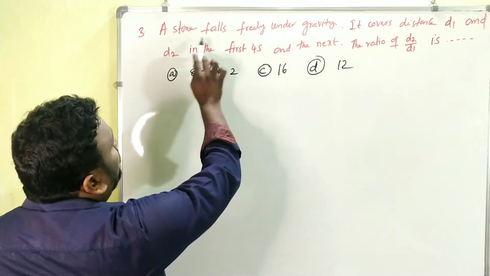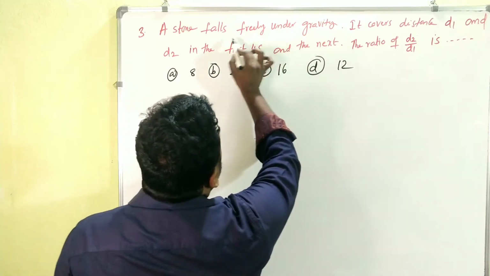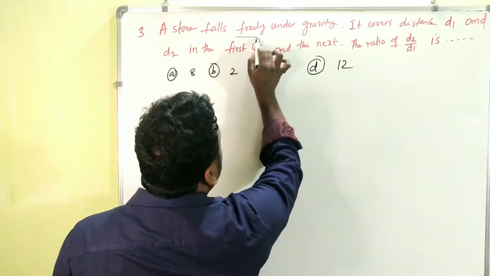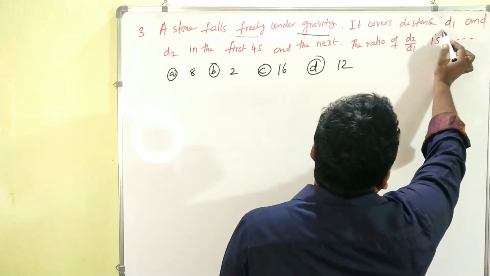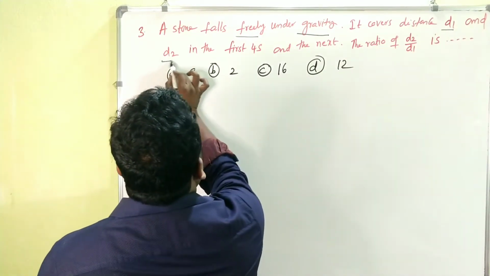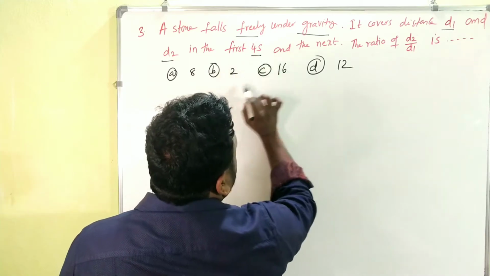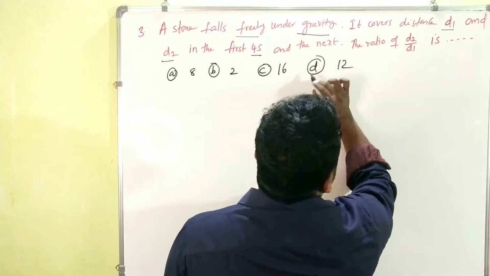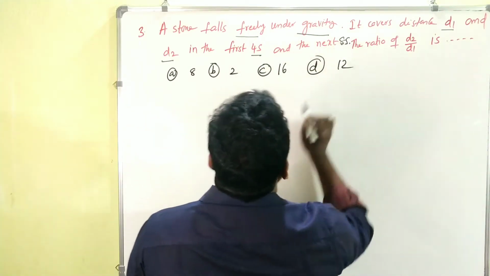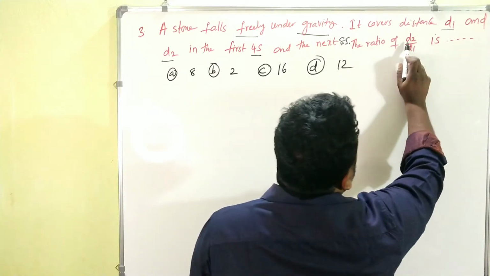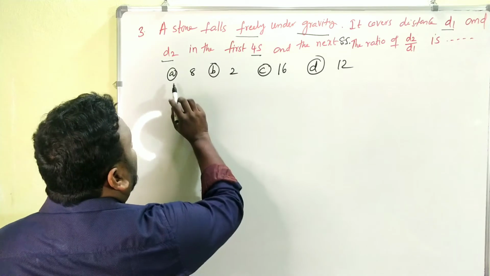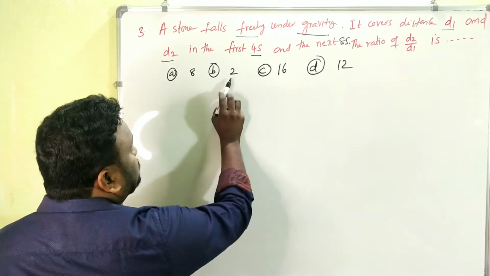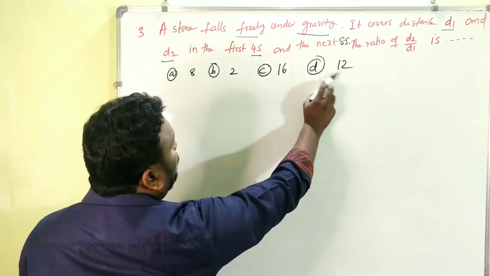A stone falls freely under gravity. It covers distance d1 and d2 in the first 4 seconds and the next 8 seconds. The ratio of d2 by d1 is dash. Options: 8, 2, 16, 12.